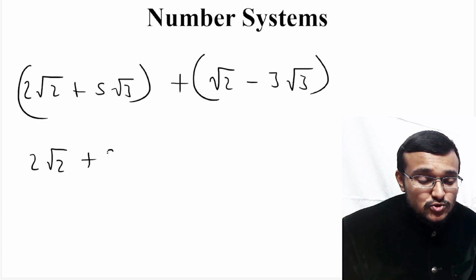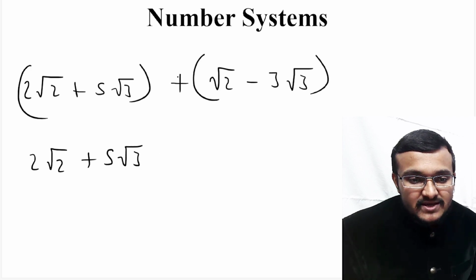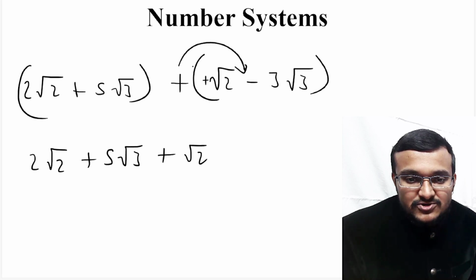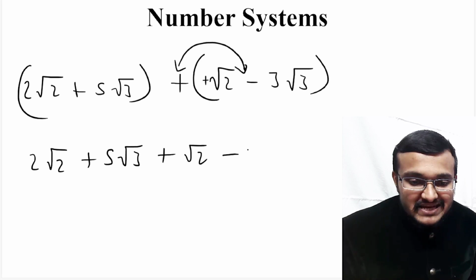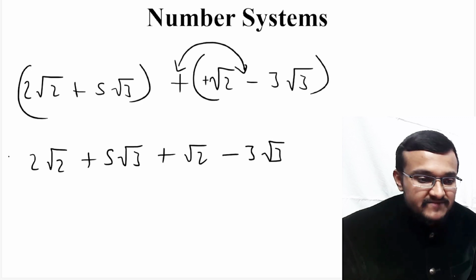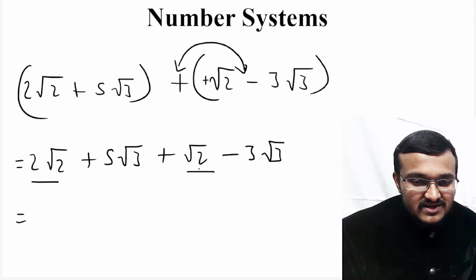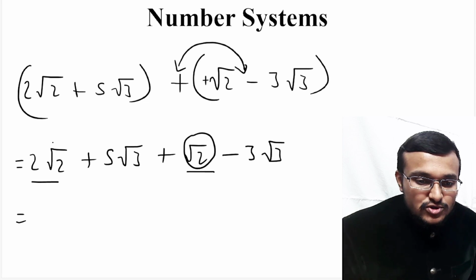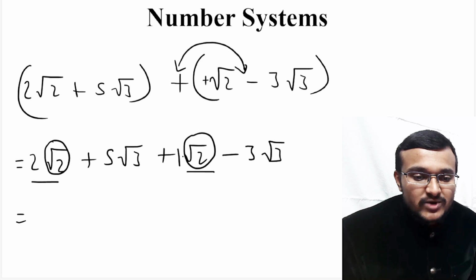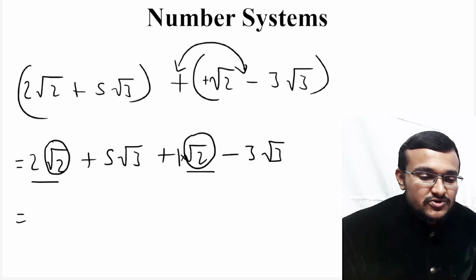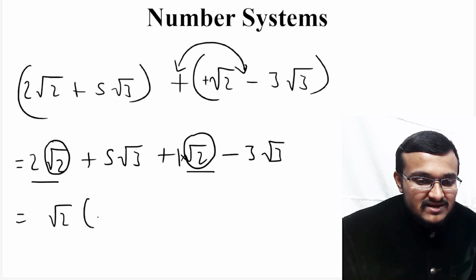So 2 root 2 plus 5 root 3. Here plus is there inside for this root 2. So plus into plus is plus, so plus root 2. Here plus into minus is minus, so minus 3 root 3. Now you can see in this particular term and this particular term, root 2 is common. Here just root 2 is there, which means it is 1 into root 2. So now you can take root 2 common and do 2 plus 1.